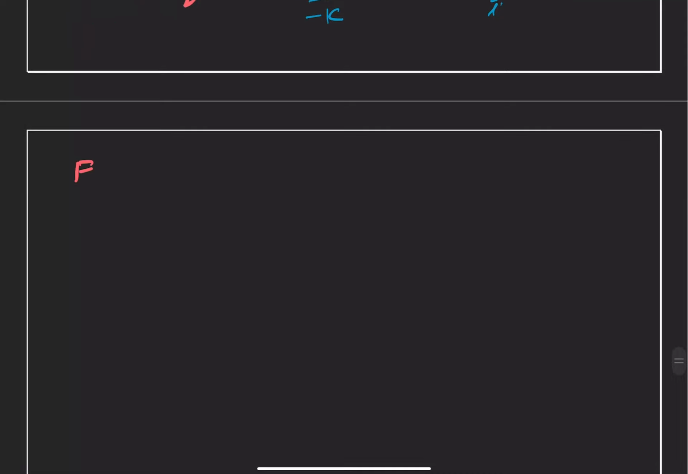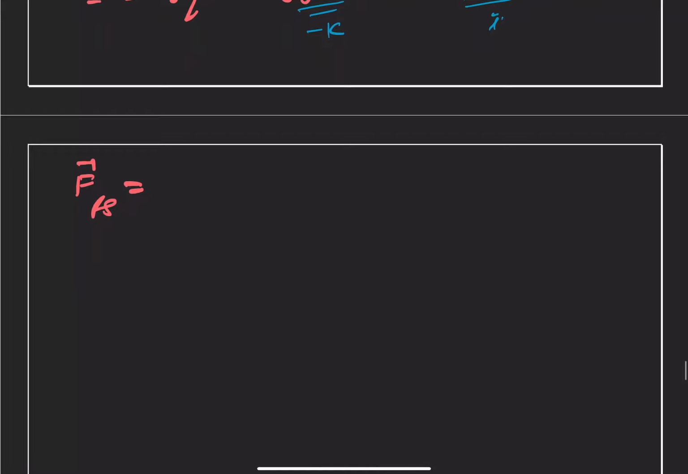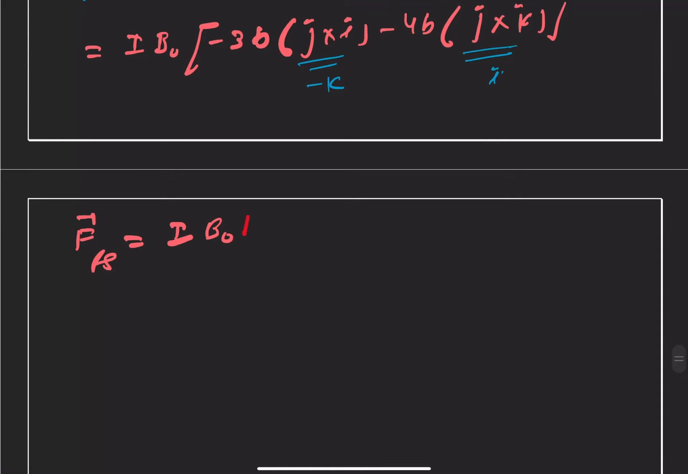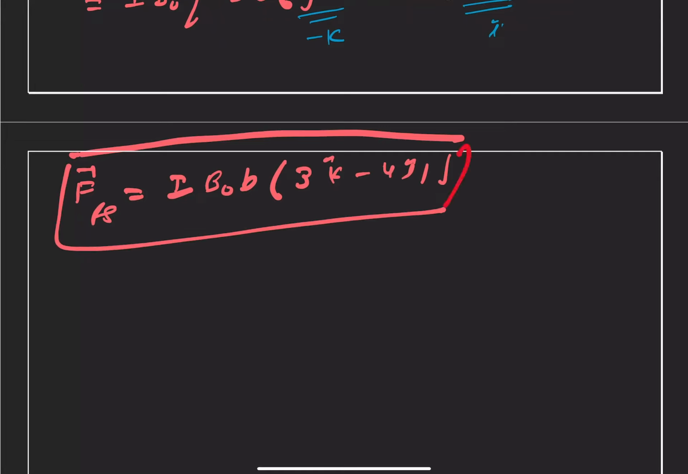Therefore, we can say force on RS will be equal to I B naught, and we can also take b as common, and this will be 3k unit vector minus 4i unit vector. So this is the force on the arm RS.